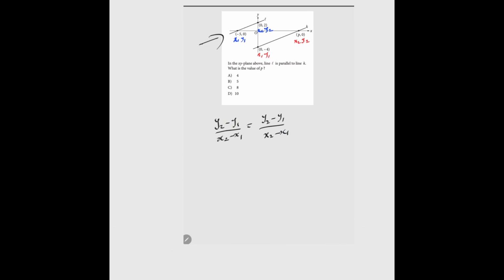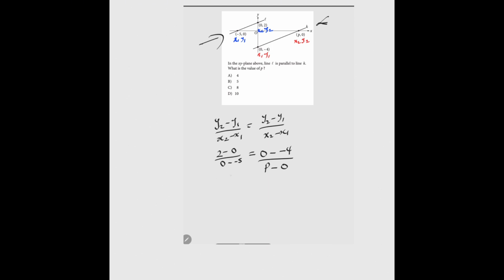So what is our y2? y2 is 2, minus y1, which is 0, over x2, which is 0, minus x1, which is -5. Then equals, or we come to line K. Line K here, we have our y2 to be 0 and y1 to be -4. Then we now have x2 to be p minus 0.